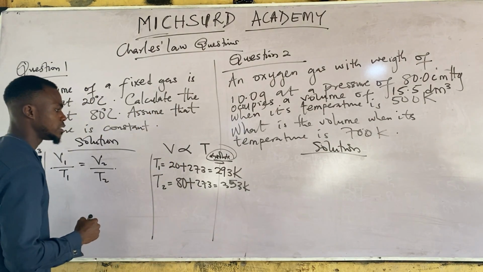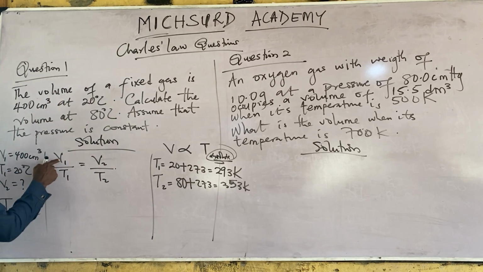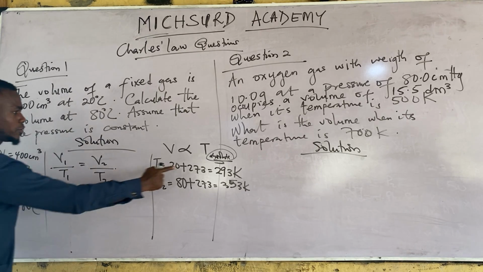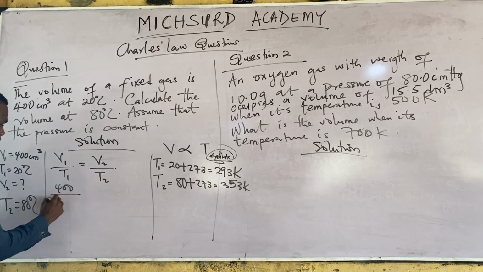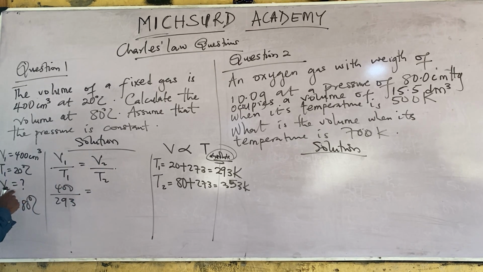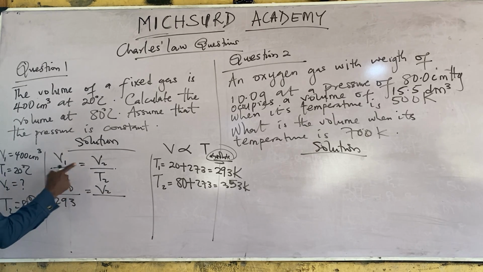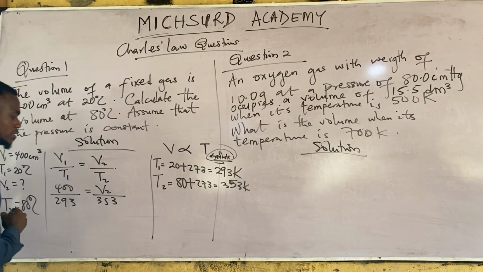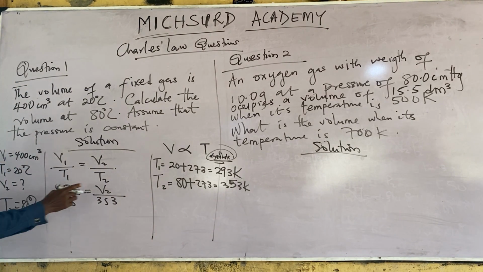So we have this. Now we can substitute. So V1 is 400 divided by T1. Remember, we are not using this now. We'll be using 293, the absolute temperature. Then V2 is unknown, and we also have T2. T2, we use this one, which is 353. So now, to make V2 the subject of the formula, we are going to cross multiply.